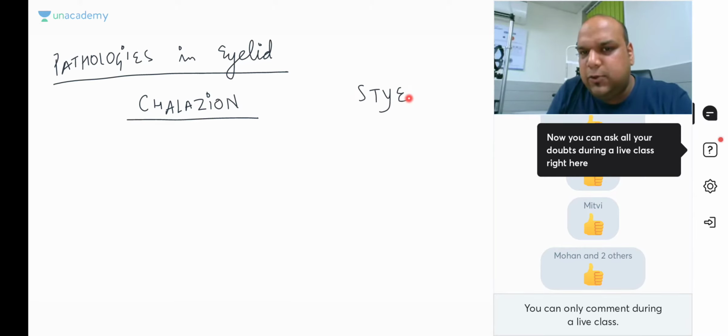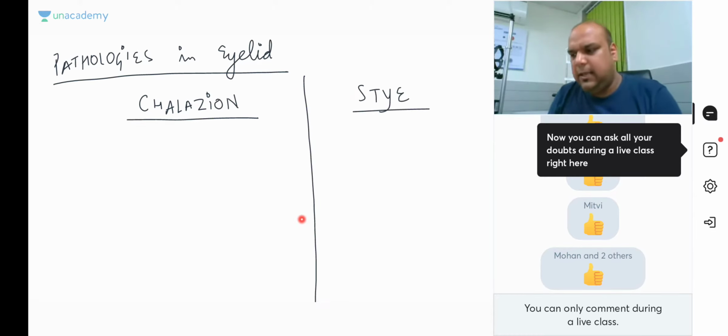I'm just using the simple word that you should know of, stye. So chalazion and stye. What is the difference between chalazion and stye? First of all, what is different is the type of inflammation. Both of these are inflammatory conditions of the eyelid. Chalazion has which type of inflammation? There is one word we want to look at.